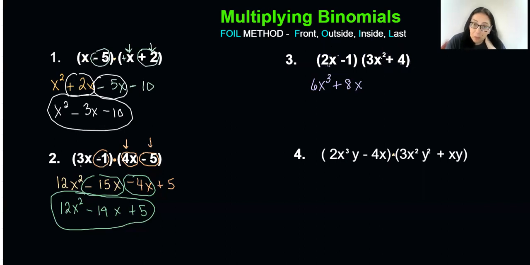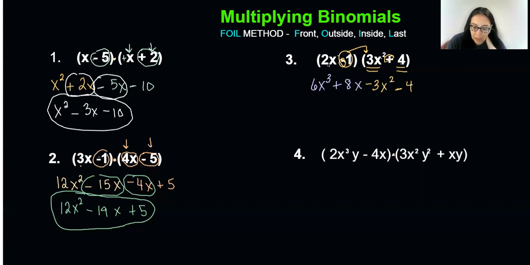Now we're going to do the same thing with the -1. Remember, it's all times. Let's get a different color here. I've got a -1, and I've got to take and multiply that by everything in the other set of parentheses. So a negative times a positive is a negative. 3 times 1 is 3. Bring the x squared along. And then I've got a negative times a positive, which is a negative. 1 times 4 is 4.